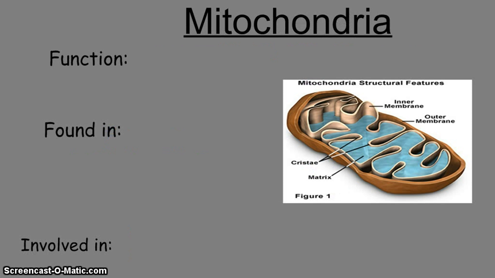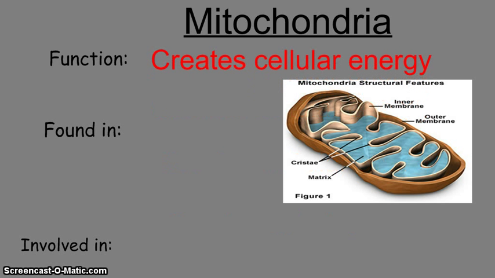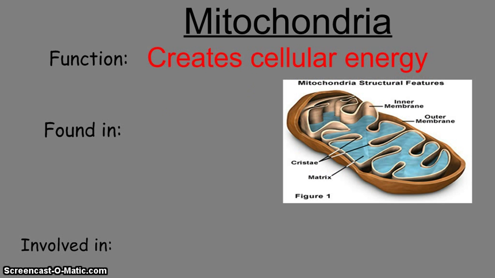Our next cell organelle that we will talk about is the mitochondria. You can see the mitochondria is a funny-looking organelle with some twisted up membranes inside of it to increase its surface area. Its job is to create cellular energy. It will use a chemical equation called cellular respiration, which we will learn about in a different video.